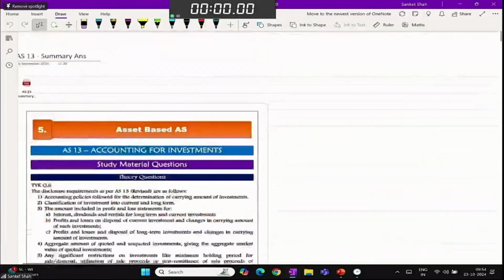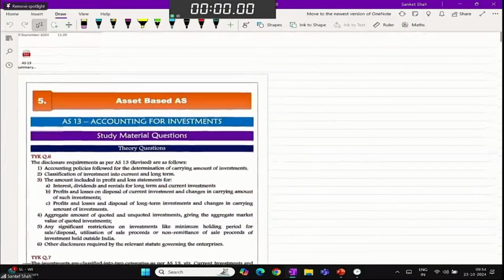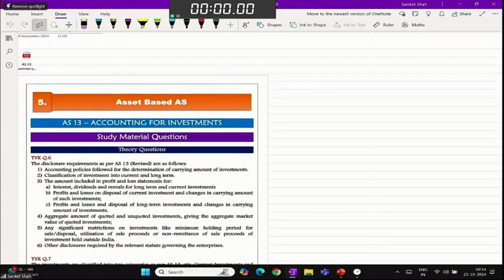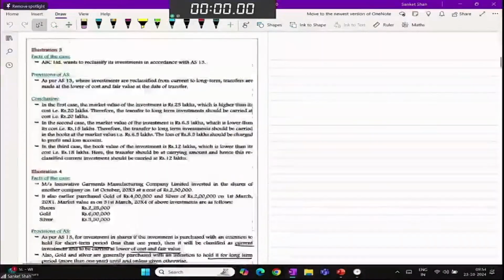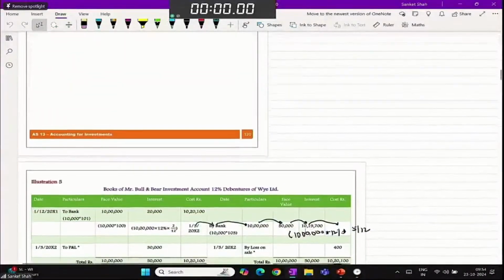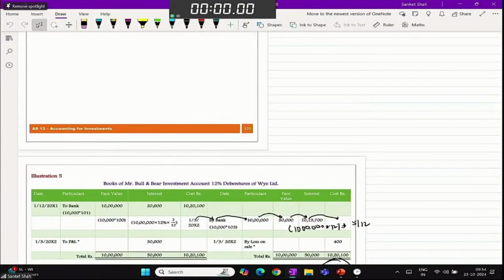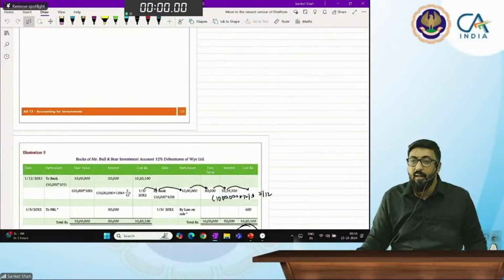Where is the index of this? I will provide it in the next session. AS13, 400 page answer. Okay sir, I do not have an index. I will prepare it and give it. Okay sir, in the next lecture. Otherwise, I will do one thing for AS13: I will upload answers on YouTube directly. Sorry, on the BOS app.